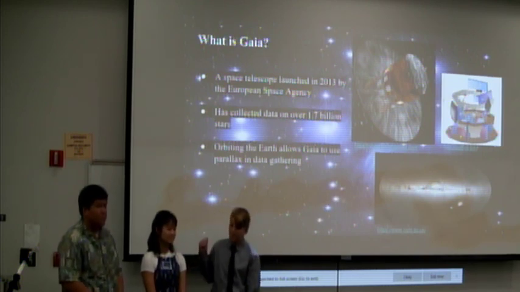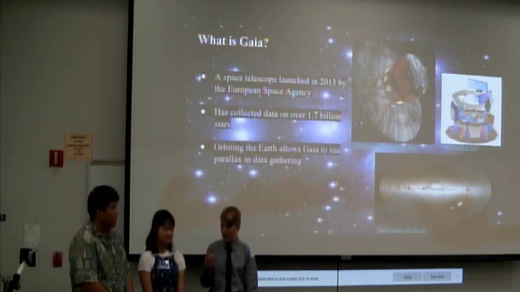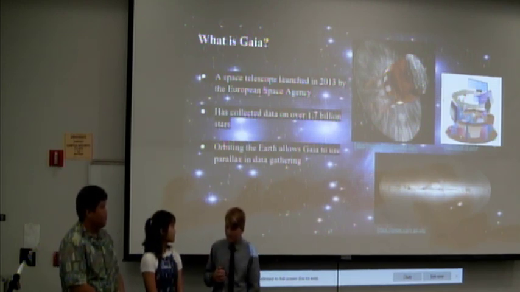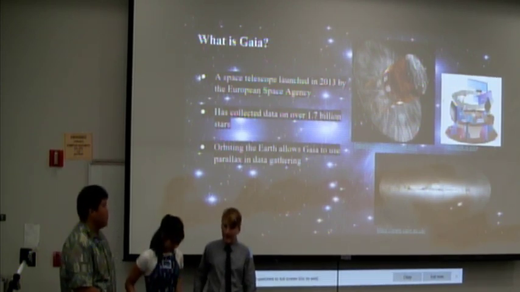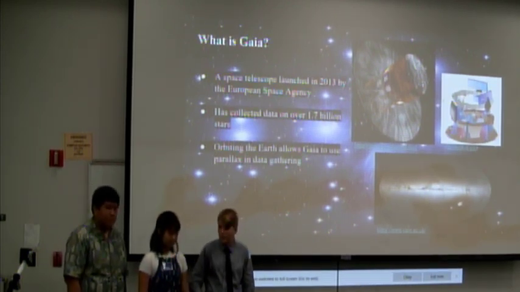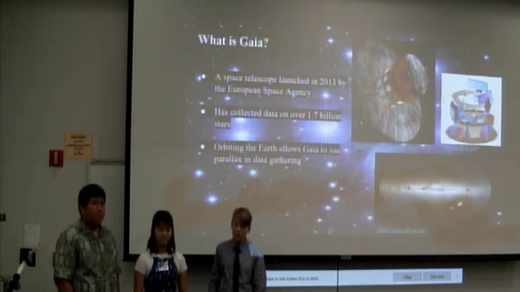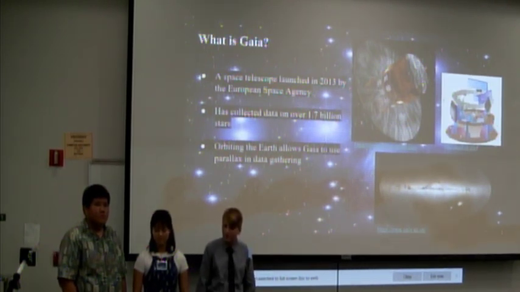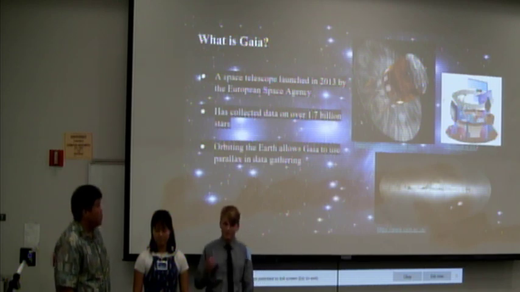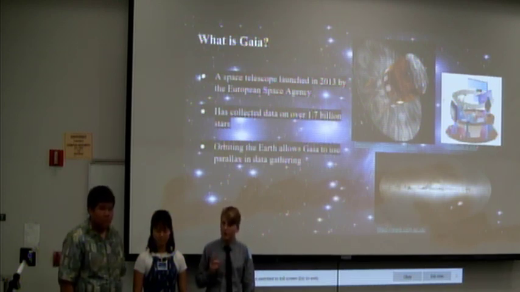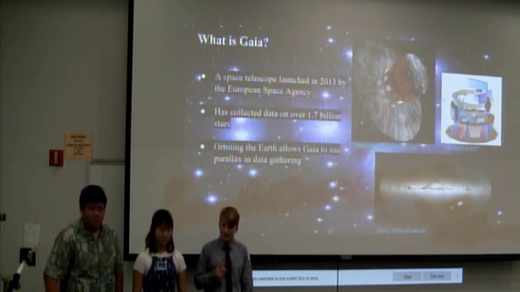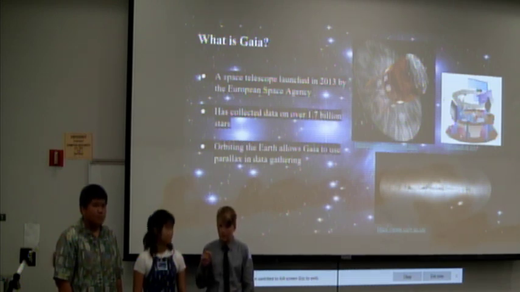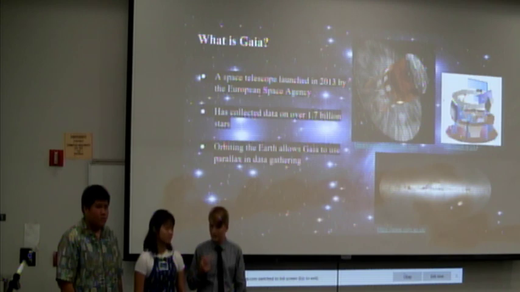Before we get into our star cluster data, I just wanted to talk about how we got our data in the first place. So this is a satellite, or a space telescope, called Gaia. It was launched in 2013 by the European Space Agency. So far it has collected data for over 1.7 billion stars. As it revolves around the Earth, it pans across the sky and calculates their parallaxes to find the range of the distances between the various stars.